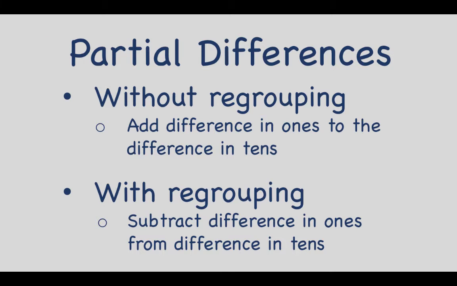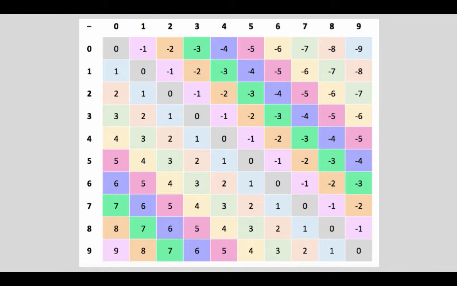In order to use the partial differences strategy when regrouping is required, we must subtract the difference in ones from the difference in tens. It is essential that students understand these two cases of the partial differences strategy rather than simply learning them as a trick or a rule. We can assess this understanding using a simple subtraction table for the digits 0 to 9. Can you find all of the ways of obtaining 7 ones in a difference?